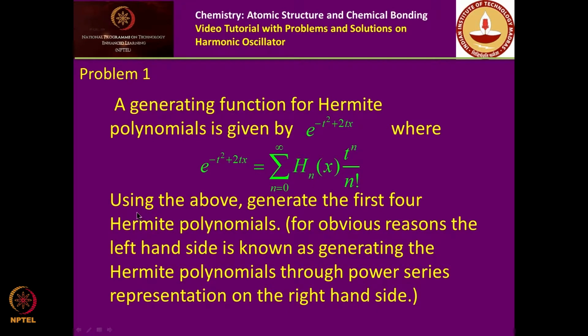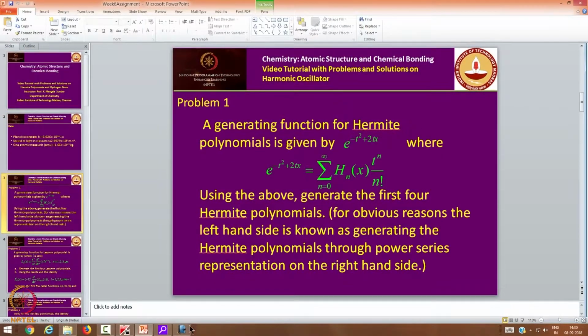So, the problem is to verify using the above equality and generate the first 4 Hermite polynomials. And I have just given some words, namely for obvious reasons, the left hand side is known as generating the Hermite polynomials through a power series representation on the right hand side. That is, the coefficients of the power series are Hermite polynomials. Okay, now how do we go about?